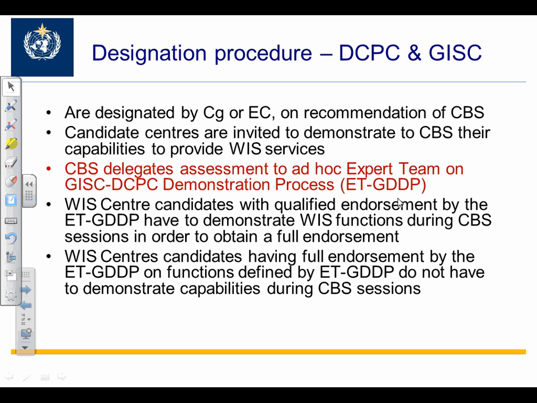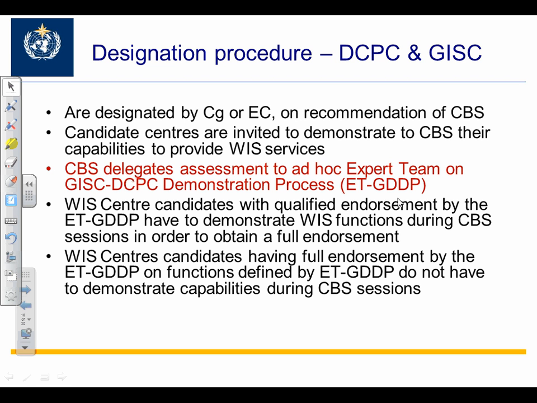The designation procedure for a DCPC or a disk is different. DCPCs and disks are designated by Congress or Executive Council on recommendation of the Commission for Basic Systems. Candidate centers are invited to demonstrate to the Commission for Basic Systems their capabilities to provide WIS services. Now here, very importantly, CBS delegates the assessment of the center's capabilities to the ad hoc expert team on disk DCPC demonstration process, ETGDDP.